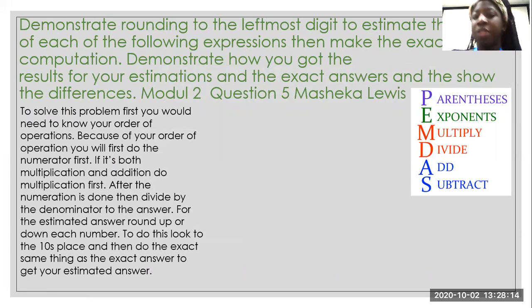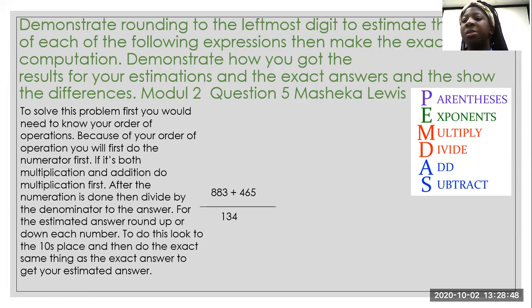Now, you also have numerator and denominator. You'll always solve the numerator first. To solve it for exact, you solve the numerator first. And then when you get the numerator, you solve the denominator, if you have a problem in the denominator. I always get tongue tied. And then you divide the numerator by the denominator. So let's just get the first question.